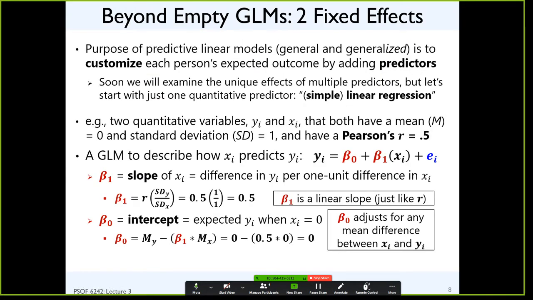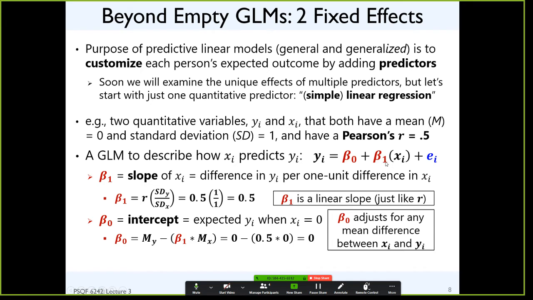Like this one right here. Beta 1 is a slope. It's the difference in y per unit difference in x. And this is where the term linear starts to show up. If x is a quantitative variable, then beta 1 is a linear slope. No matter where we are on x, if we increase 1 unit in x, y goes up by beta 1. That's its definition.